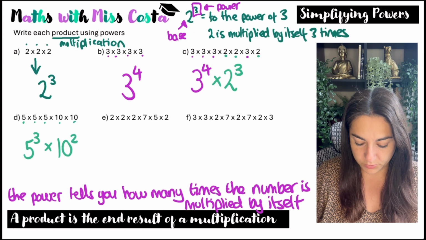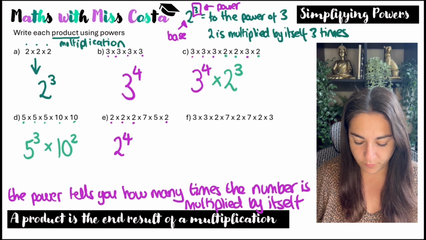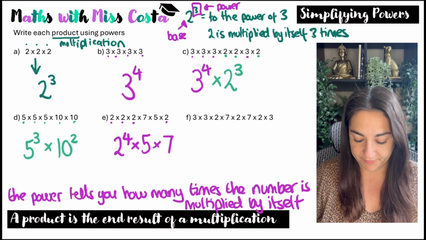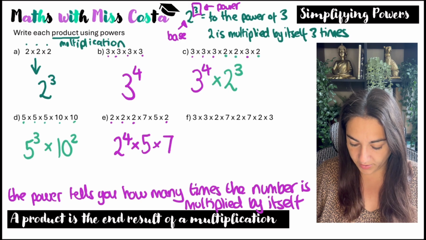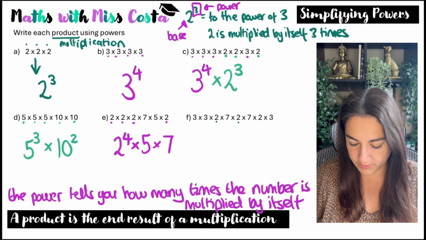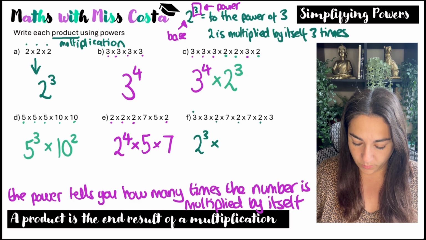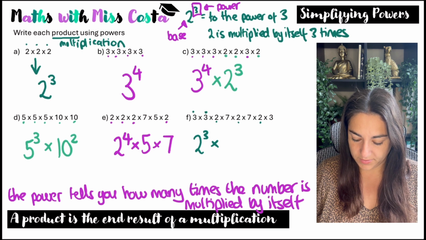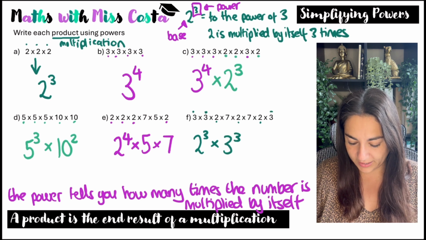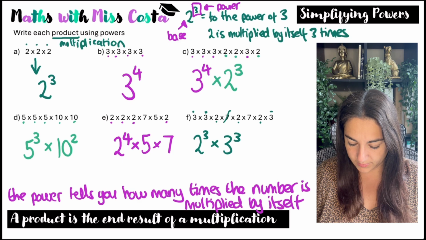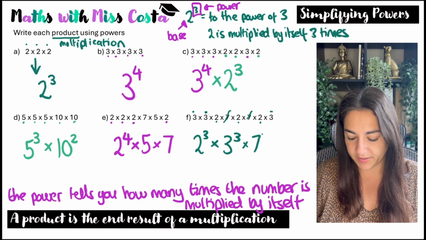Then let's do it for 2 and 7. So 1, 2, 3, 4. That will be 2 to the power 4 times by, there's 1 5 and 1 7. And the last one, we've got quite a few, so we've got 1 2 3 2s, so that will be 2 cubed times by 1 2 3 3s, 3 cubed, and then you've got 2 7s, so that will be 7 squared.